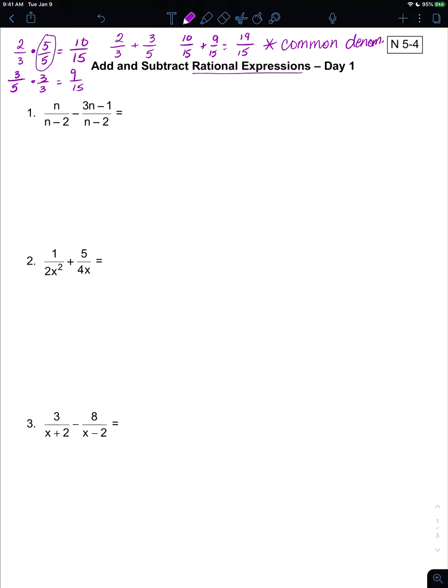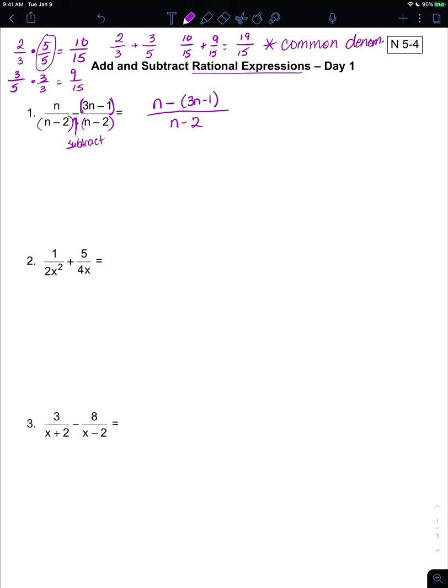So in this instance, we have got a denominator here of n minus 2. Well, this denominator is also n minus 2, so we already have a common denominator of n minus 2. So then all we have to do is add or subtract the numerators, which in this case we are subtracting. So remember, you've got to pay such close attention to these signs of what you're doing. So I'm subtracting this entire binomial there. So it's like you're saying n minus that 3n minus 1 all over that n minus 2.